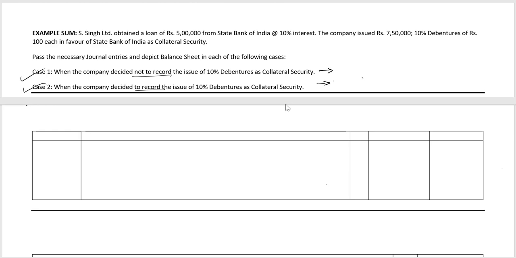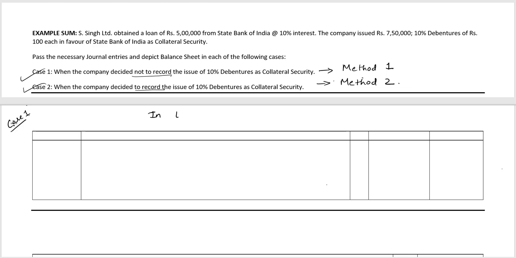So now we understand that for case 1, we need to follow the first method. And in the case of the second case, we need to follow method 2. We'll begin with case 1, where we will follow the first method.